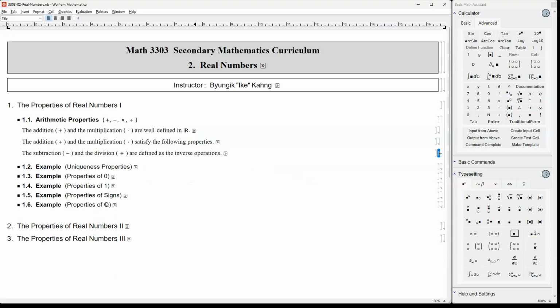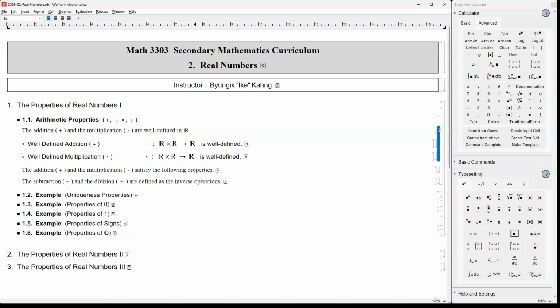Alright, so much for the arithmetic properties. That was easy, right? Not so fast. We are dealing with the foundation, so let's pay close attention to what it means by well-defined. This is an important concept. We cannot just define anything. After making appropriate definition, unless it is really obvious, we have to prove whether that definition makes sense or not.